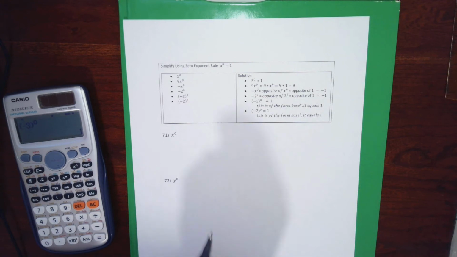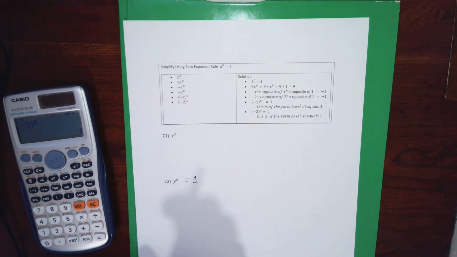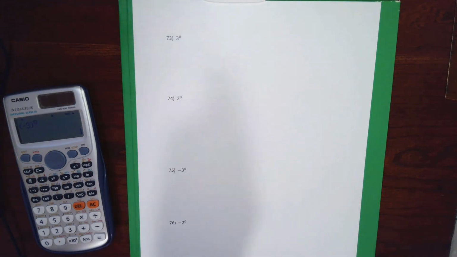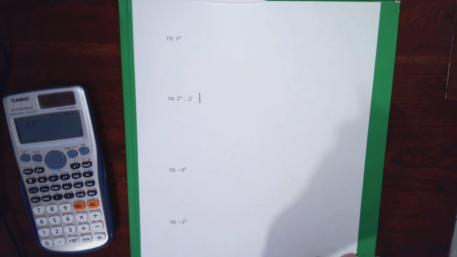So I'm just going to rip through these. Problem 72, that's a base to the 0 power, that's equal to 1. Problem 74, also a base to the 0 power, that's equal to 1.